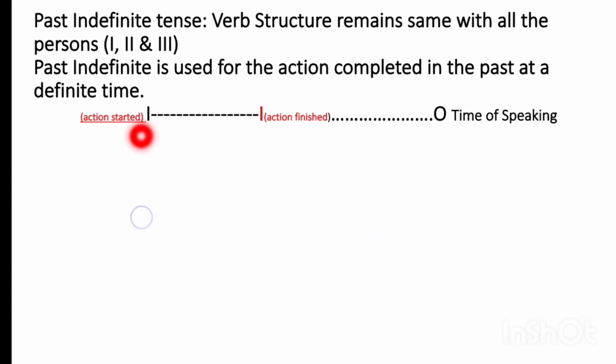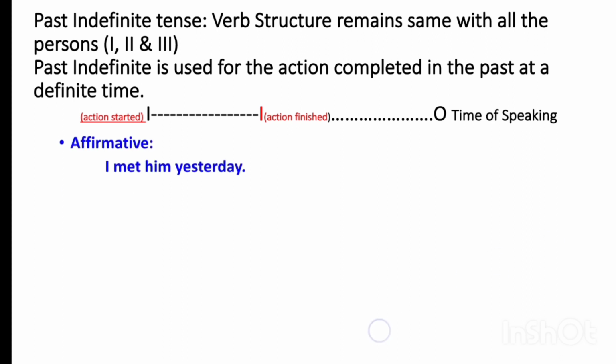Suppose action started from at this point. यहाँ से action शुरू हुआ, action finished here. Action यहाँ खत्म हो गया, and this is the time of speaking, and here we are talking about that action. It means action started in the past, action finished in the past, and it is not connected to the present. Action पूरा हो चुका है, action खत्म हो चुका है, that is past indefinite, and we use second form of the verb.